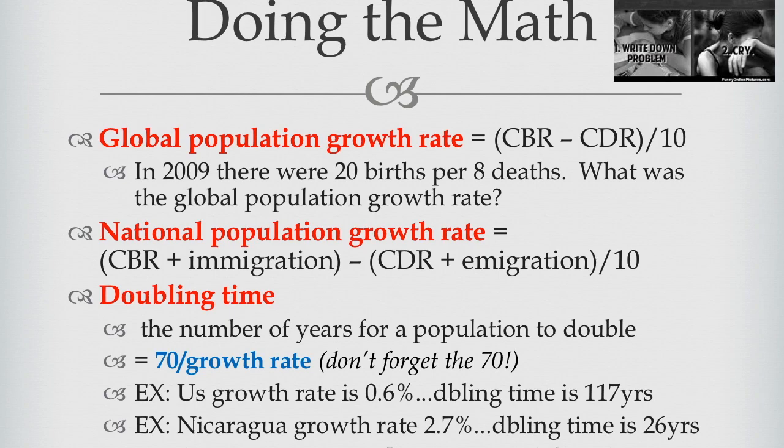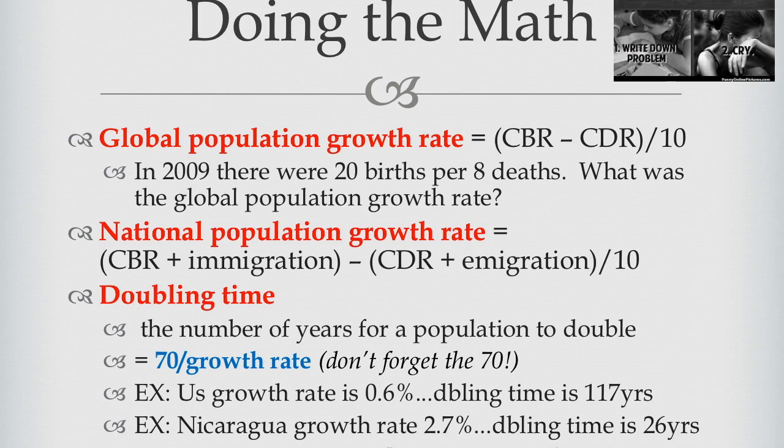National population growth is now how many babies are born plus how many people are moving into your area, minus how many people are dying and how many people are leaving, divided by 10. So you have to include immigration and emigration.